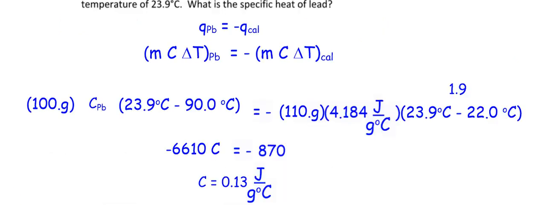All right, this is what I did. Hopefully it looks a lot like what we did with the copper. So I set this up, we had 100 grams of lead, looking for this value. Here's a temperature change. Here is a negative sign, don't drop that. Here you have the mass of the water. Here you have the specific heat. And here is your final minus initial.